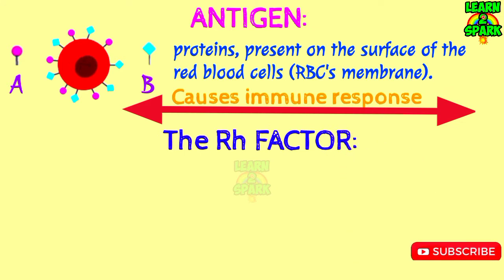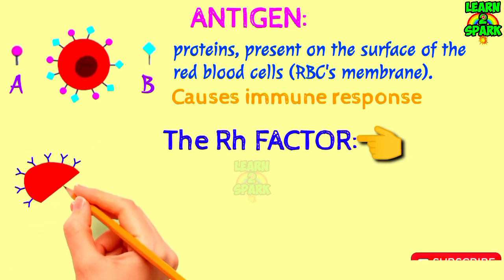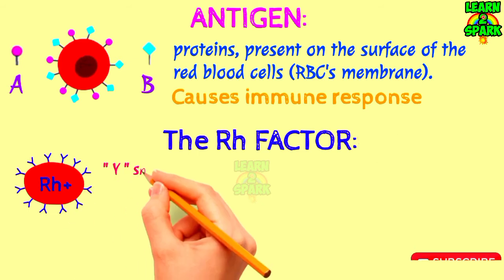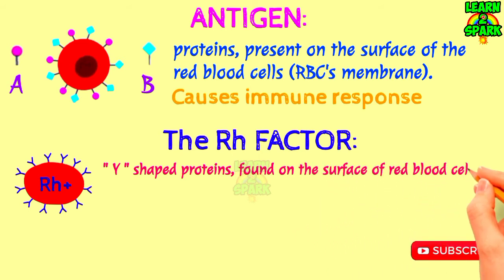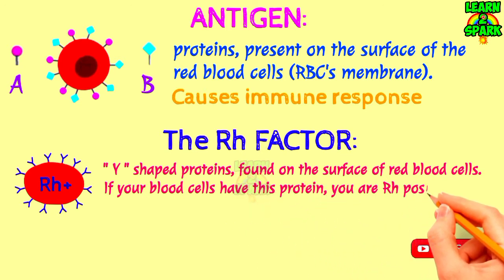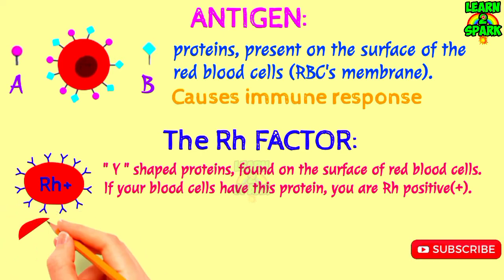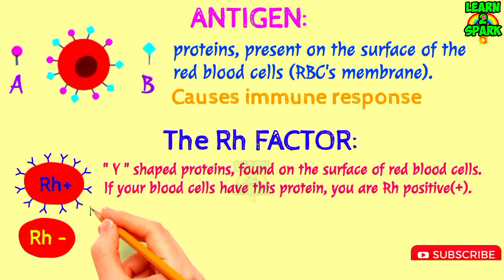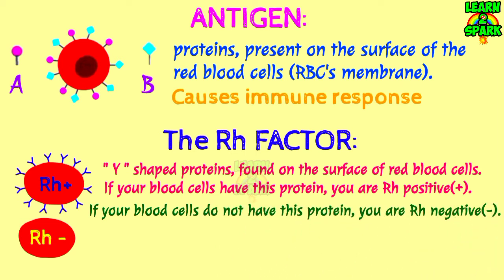Apart from antigens, the Rh factor is also present on RBCs, upon which the Rh system is created. Rh stands for rhesus. Rh is a Y-shaped protein found on the surface of the red blood cells. If your blood cells have this protein, you are Rh positive. This factor was first discovered in common monkeys called rhesus, so the factor is named after them. But if your blood cells do not have this protein, you are Rh negative.